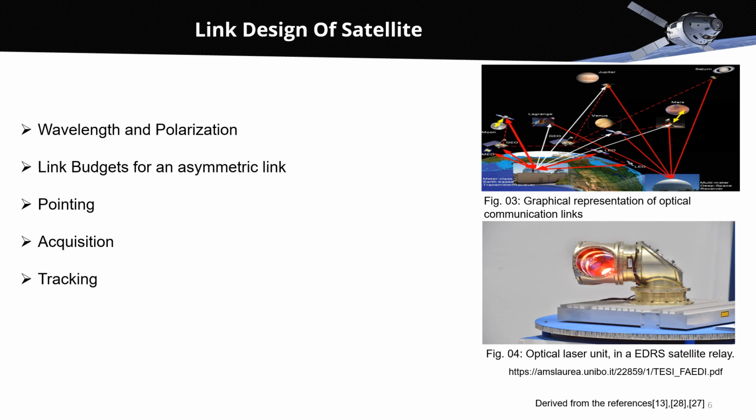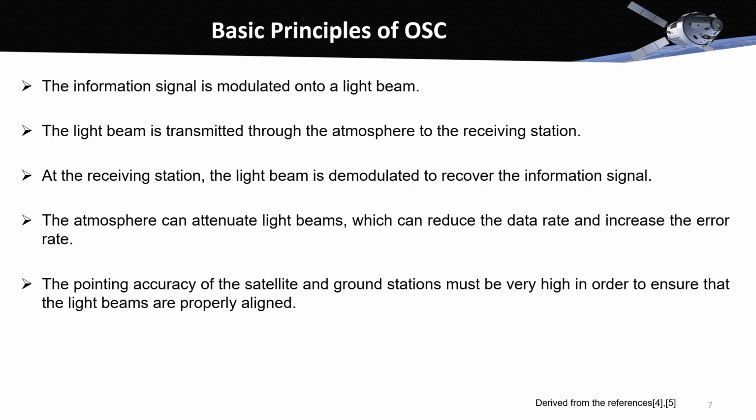Next one is tracking. Satellite tracking is an ongoing task to compensate for the relative movement between the satellite and Earth. It involves real-time adjustment to keep the optical beam centered on the ground station's receiver. On to the next slide, let me explain the basic principles of optical satellite communication.